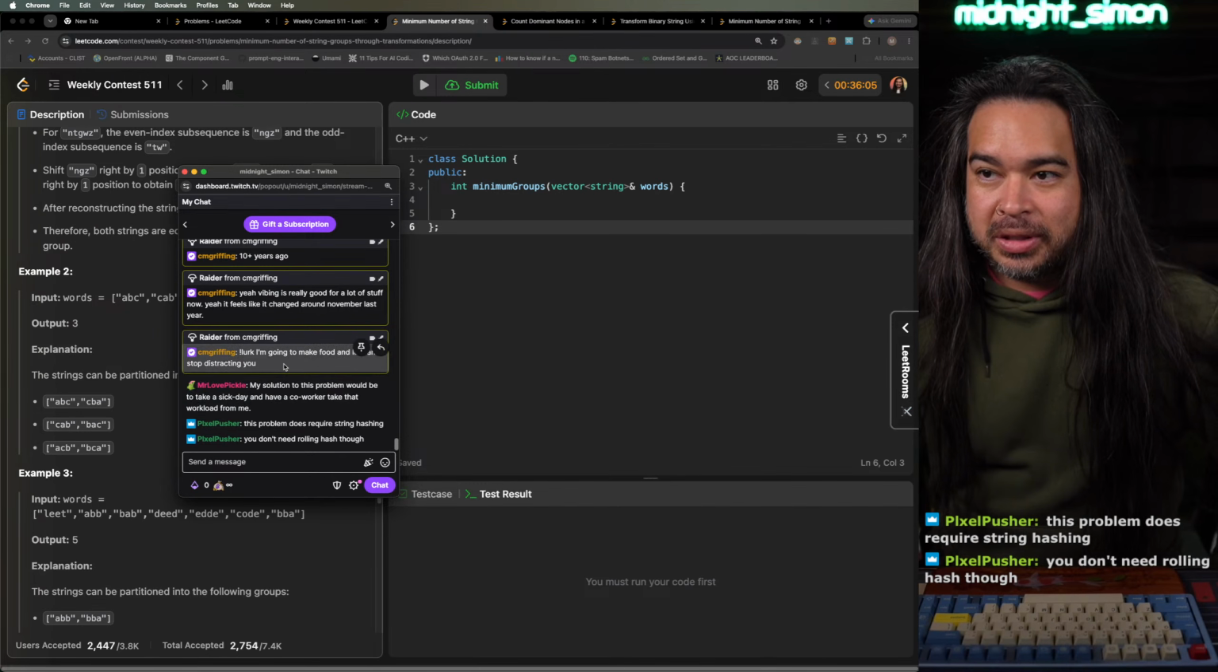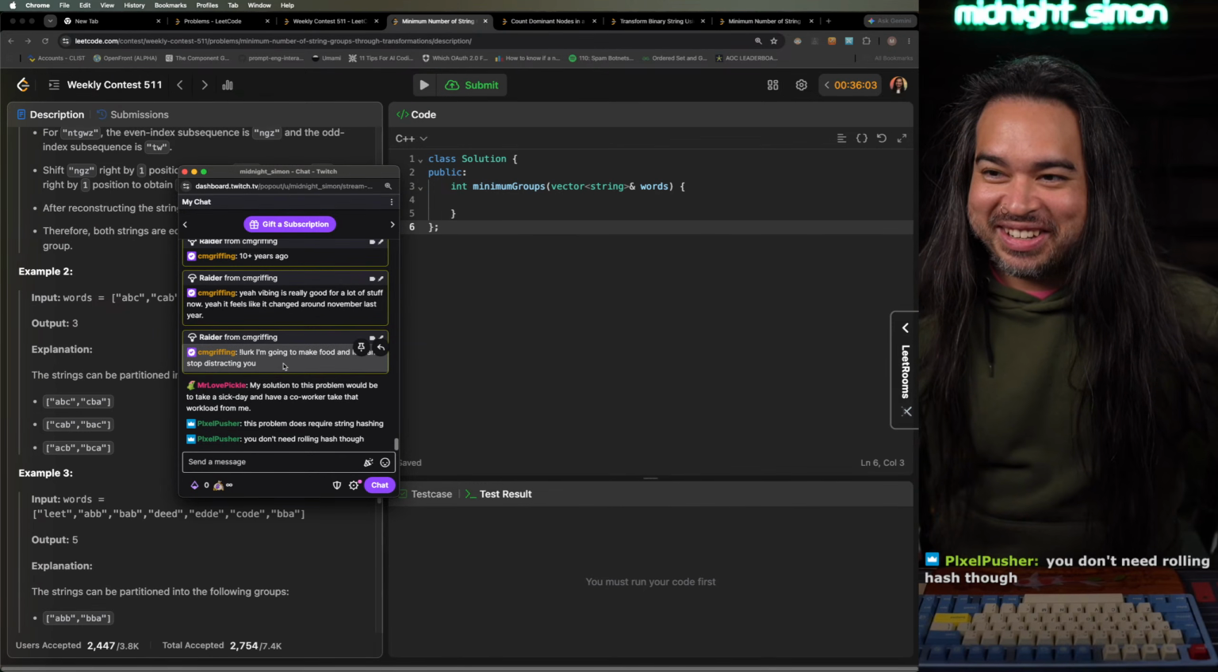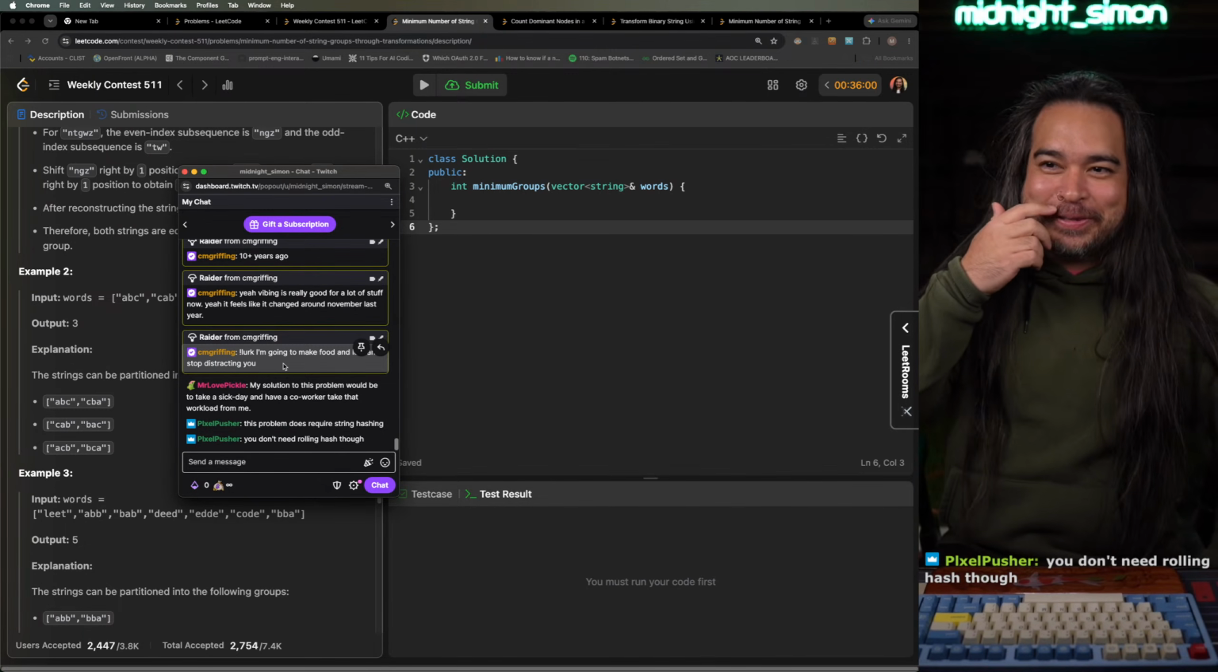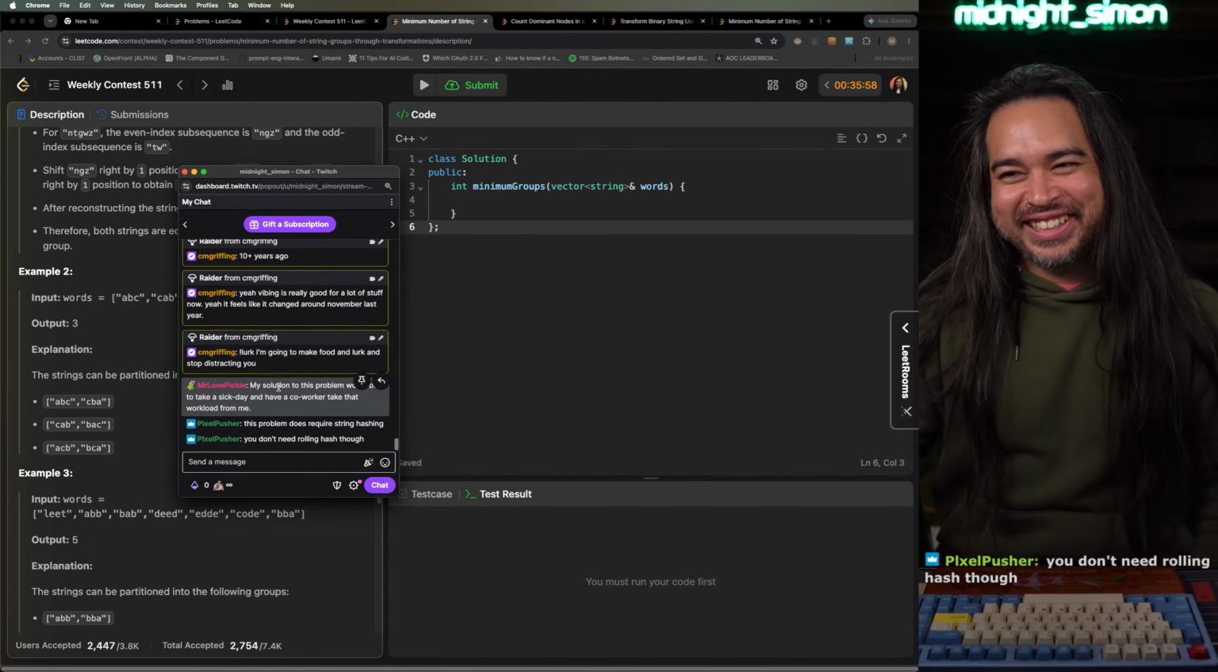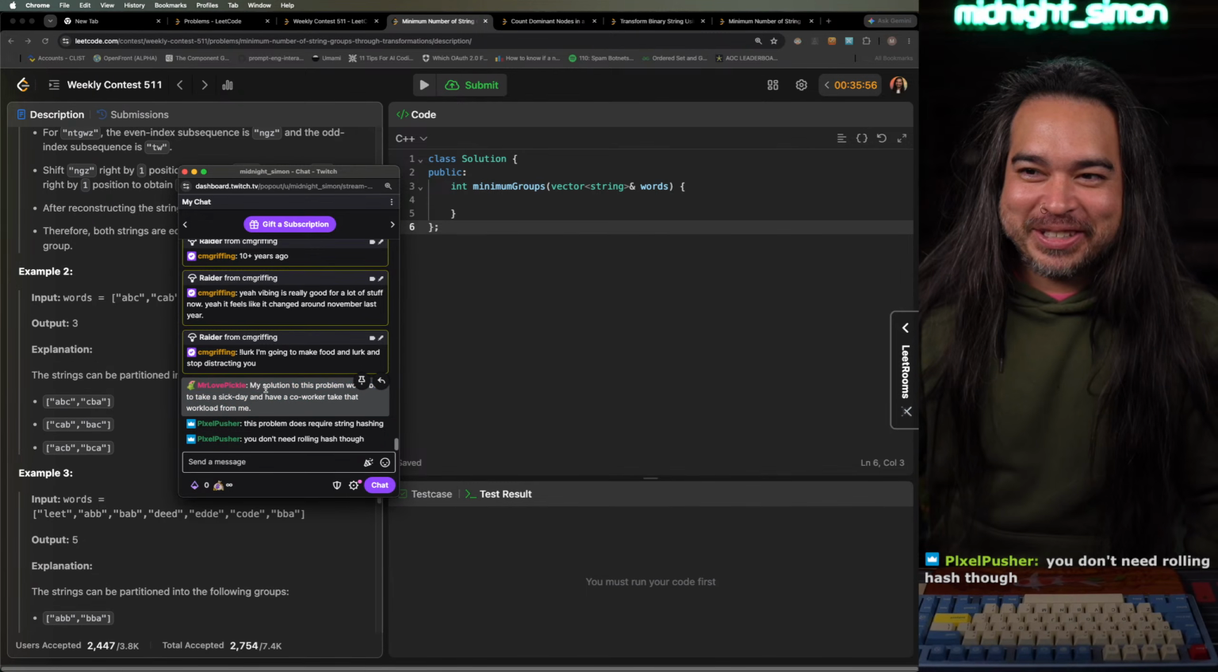My solution to this problem would be to take a sick day and have a coworker take that workload from me. Dang. That's probably my solution right now.